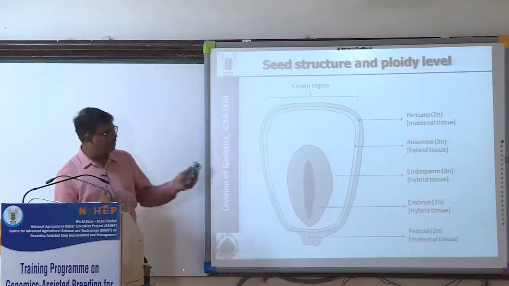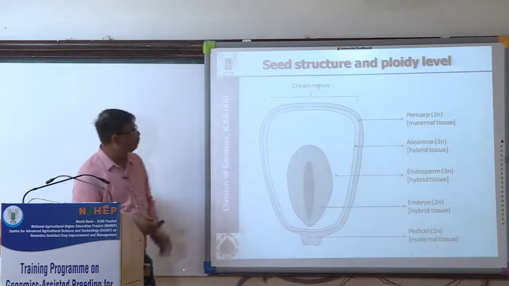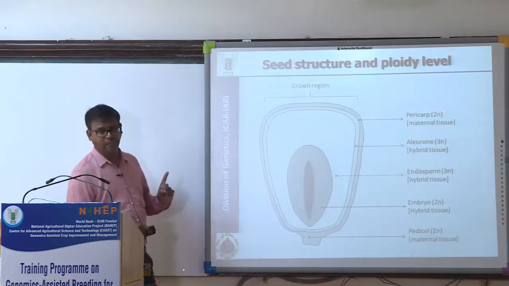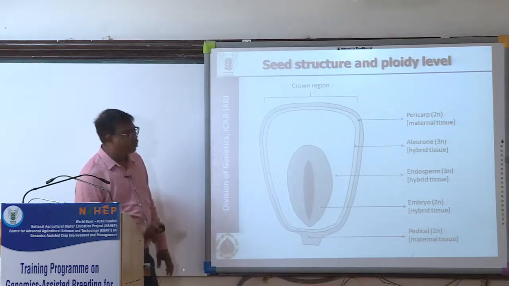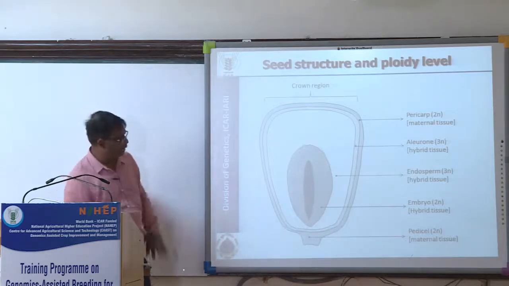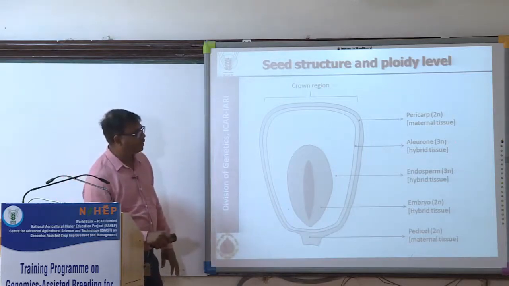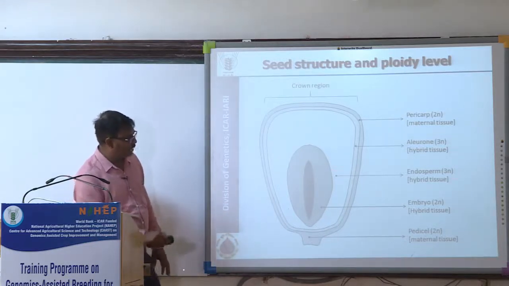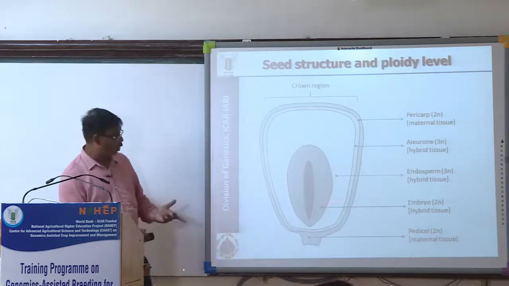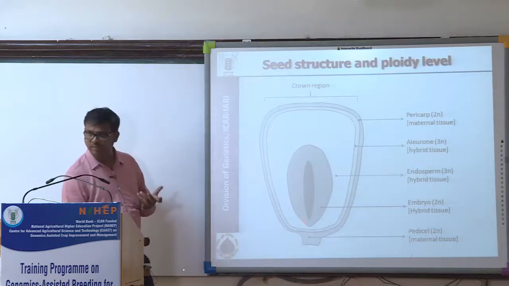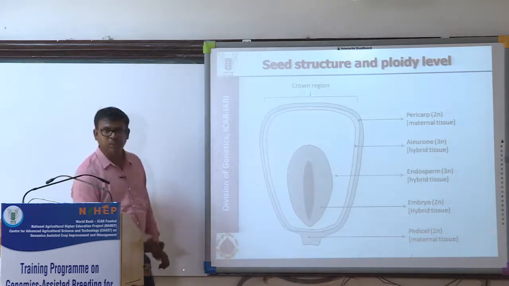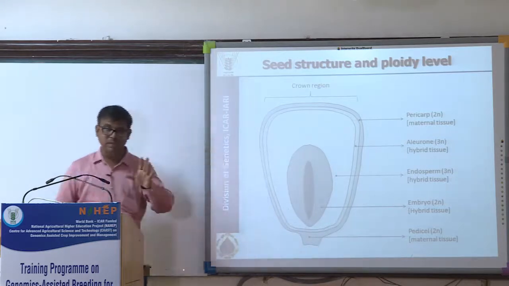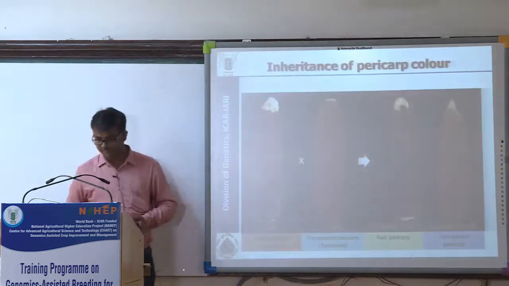Well, to understand this, seed structure is also equally important. In a crop like maize, we have a pericarp, which is a maternal tissue, it is 2N. Then there is the aleurone layer. The aleurone layer is the outermost layer of the endosperm, isn't it? Which is a hybrid tissue, and the genotype is 3N. Then inside is the endosperm, again hybrid tissue, 3N. The embryo is hybrid tissue, but 2N, we all know that. And this is the pedicel, the base of the kernel, which is again a maternal tissue and 2N. So whenever you make crosses, you have to understand where the variations will come as far as genotyping is concerned.